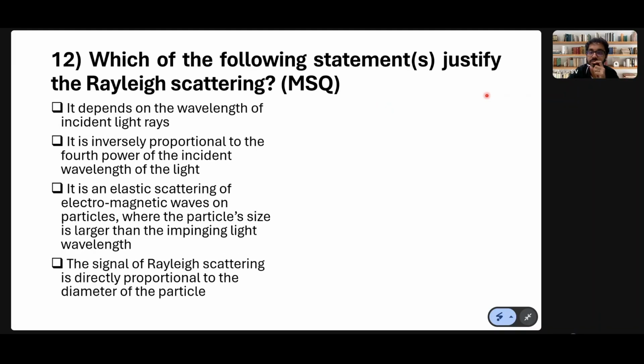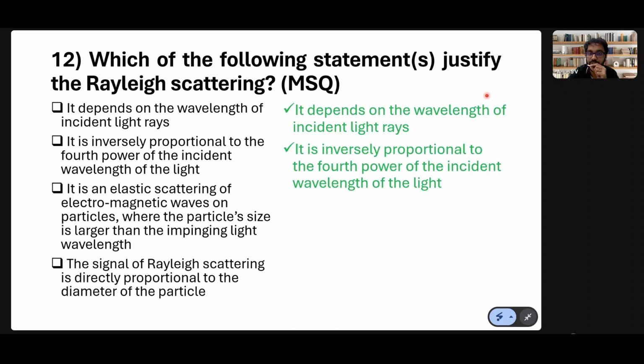And the last question, which of the following statements justify Rayleigh scattering? Here the correct options are that Rayleigh scattering depends on the wavelength of incident rays, and Rayleigh scattering is inversely proportional to the fourth power of the incident wavelength of the light. So options A and B.